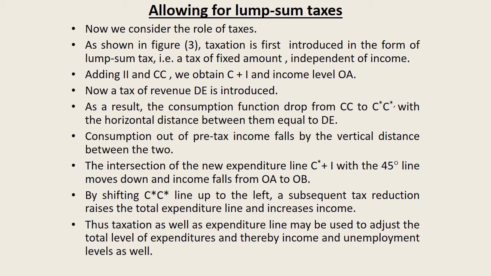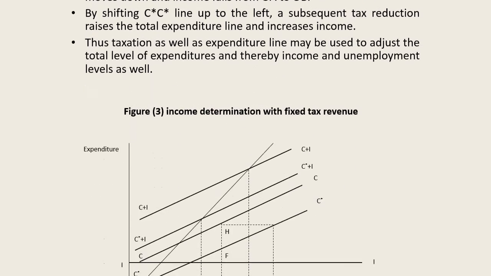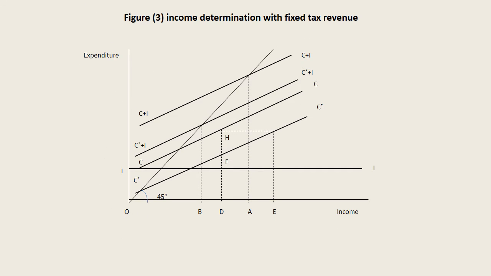When government imposes this type of tax, some changes occur in income, aggregate demand, and consumption. Consumption decreases, and hence total aggregate demand also decreases. Let's explain that by using the following figure to explain income determination with fixed tax revenue, which is lump sum tax.